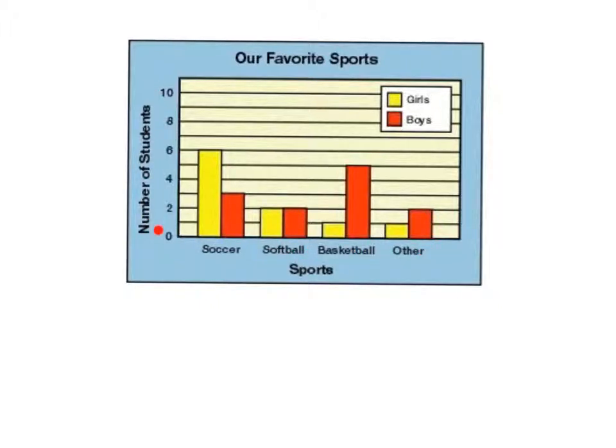The number of students, yep, it's counting by 0, 2, 4, 6, 8, 10. That means these middle lines must be the odd numbers, 1, 3, 5, 7, 9. And I could ask a bunch of questions about this. I could say, what sport do girls like the most? Well, girls are in yellow, so girls like soccer the most in this class.